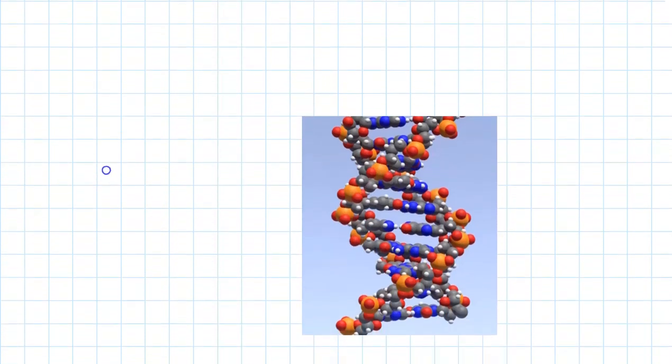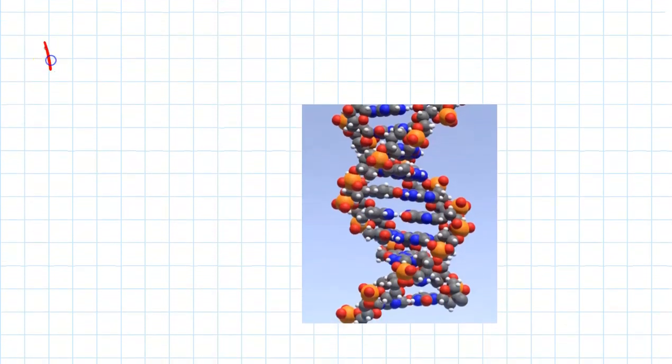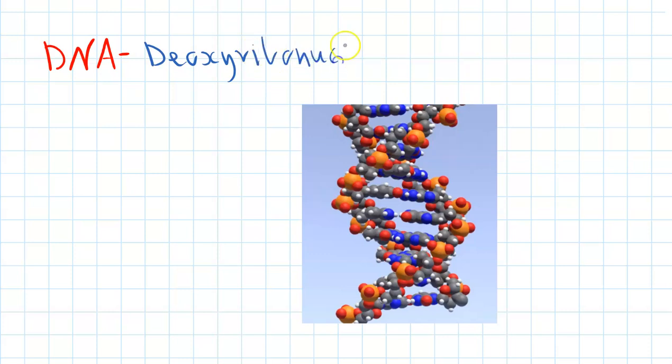So what actually is DNA? Well, it's a molecule, and it stands for deoxyribonucleic acid. So there are quite a few other types of nucleic acids that we'll learn about. DNA is probably the most important one though, because it contains all the information for how to control the cell.